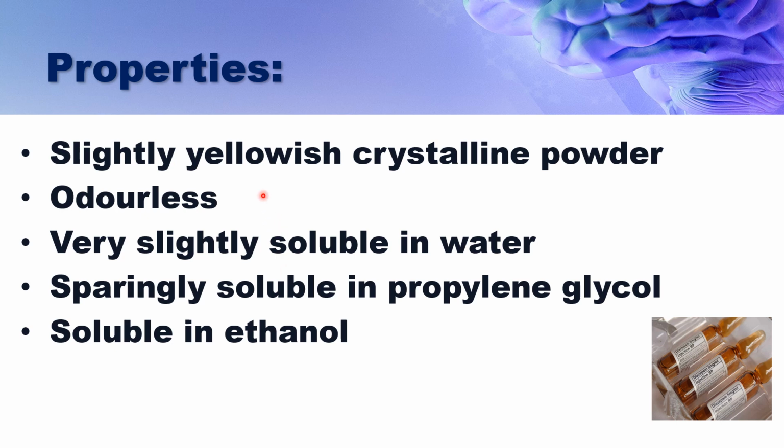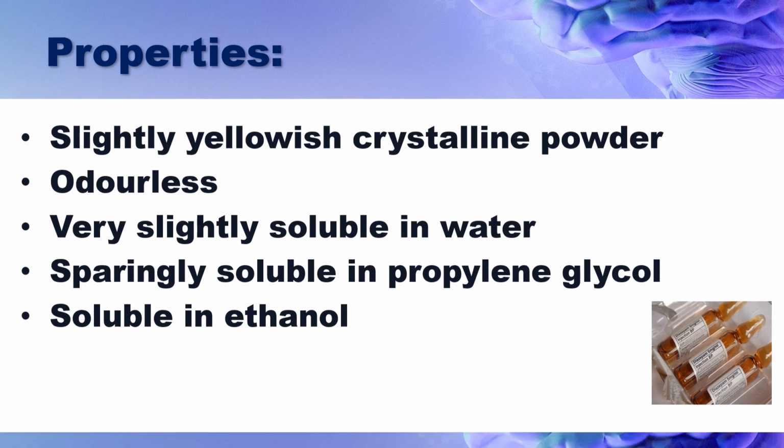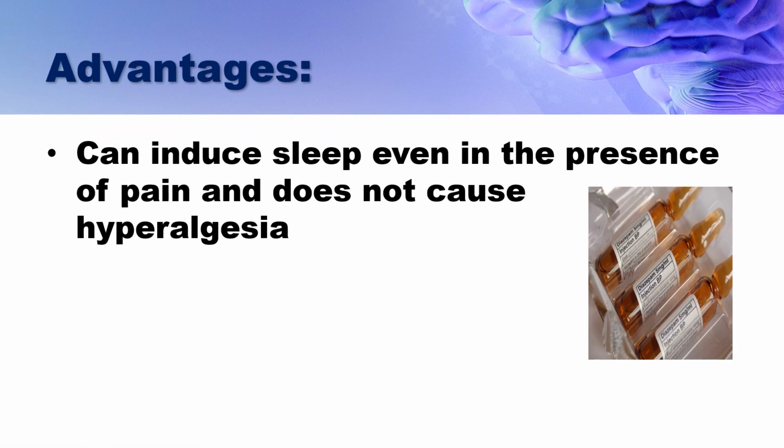Properties: it is slightly yellowish crystalline powder. It has no odor. It is very slightly soluble in water, sparingly soluble in propylene glycol and soluble in ethanol. Advantages of this drug: it can induce sleep even in the presence of pain and it does not cause hyperalgesia, more pain.